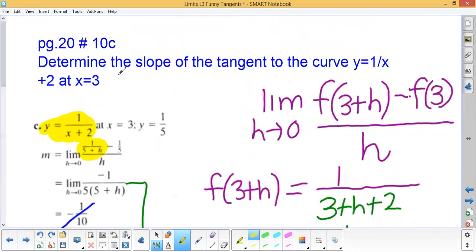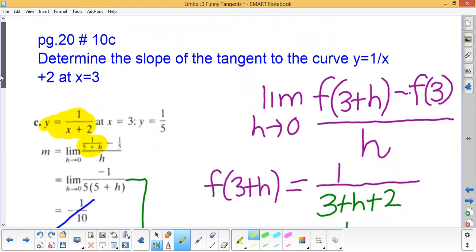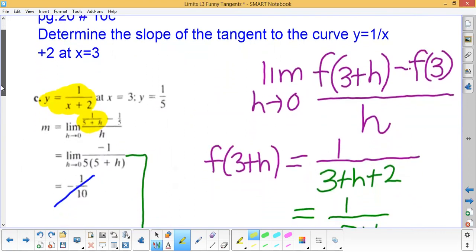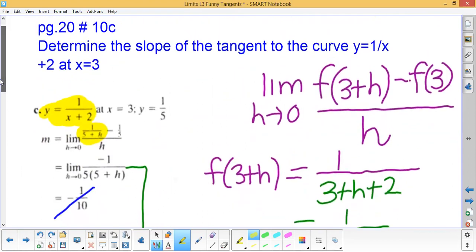And this is an actual question from your unit guide that I just wanted to point out. This was a question you have to use first principles to solve. So determine the slope of the tangent to the curve y is equal to 1 over x plus 2 at x is equal to 3. So the way the solution is presented, we have to first figure out what f of 3 plus h is and subtract f of 3 from that.